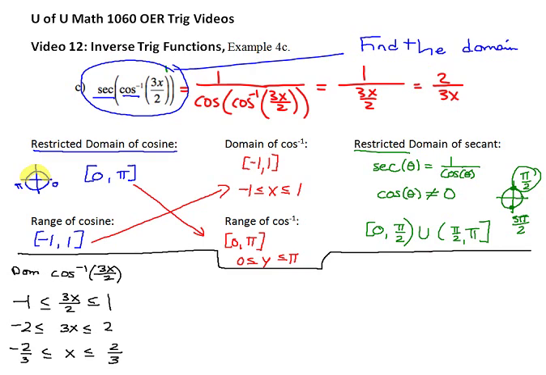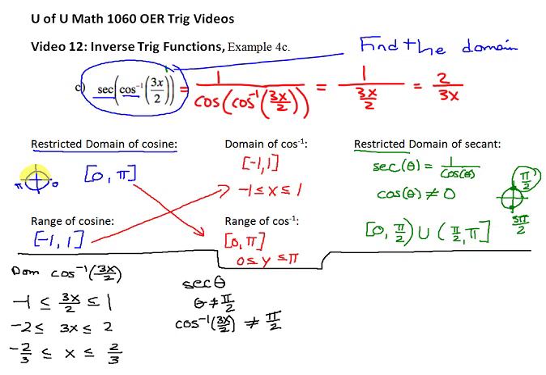Now these problems are like onions, and what I mean by that is there's an inner part and an outer part, and you need to consider both parts. We've just considered the inner part, so the next stage is to think about the outer part. So thinking about secant theta, from my work on the domain, I see that theta cannot equal pi halves. So for this problem, that means cosine inverse of 3x over 2 cannot equal pi halves.